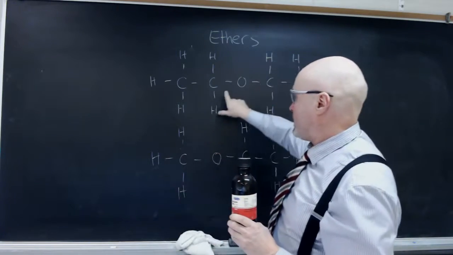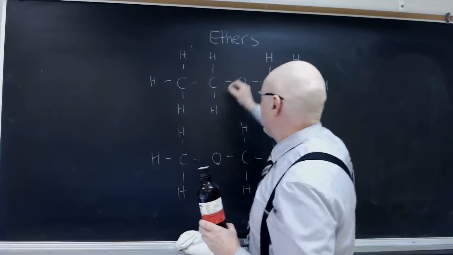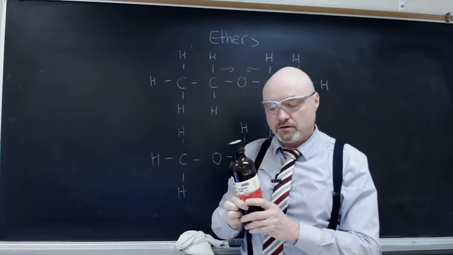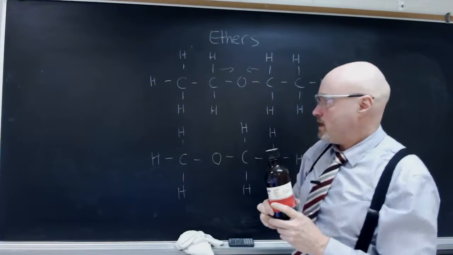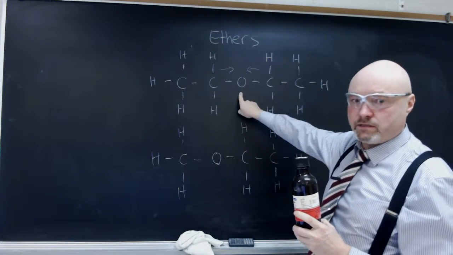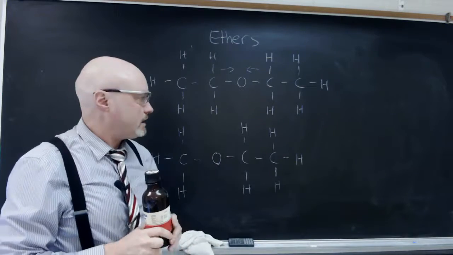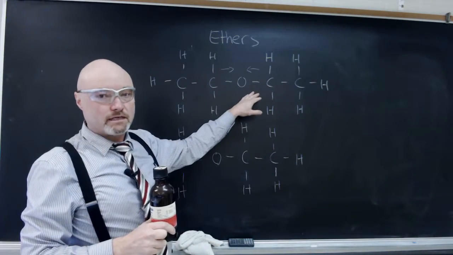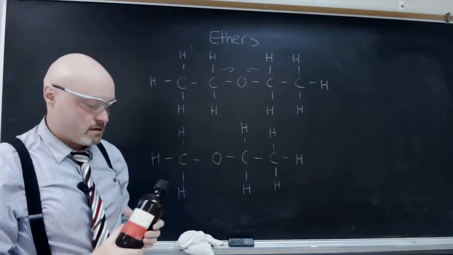Ethers, although they have this oxygen, which tends to be electronegative, the dipoles tend to cancel out. And so ethers are slightly polar, but only very slightly polar. And so their boiling points and melting points are higher than the similar chain alkane. And so relative to butanol, this would have a slightly higher boiling and melting point, but not that much higher.